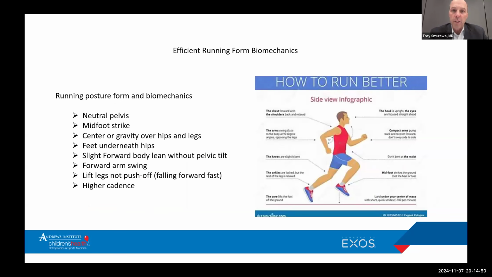When we talk about running, efficient running form biomechanics is important. So running posture, form, and biomechanics is very important for running, especially in a triathlon. So in a triathlon, running is the third leg of the race. So you have gone from swimming in water, where you're in a horizontal position and really not using your legs. Then you go to the bike, where you're using more of a quadricep dominant position. Your hip flexors are in a more hip flexed position.